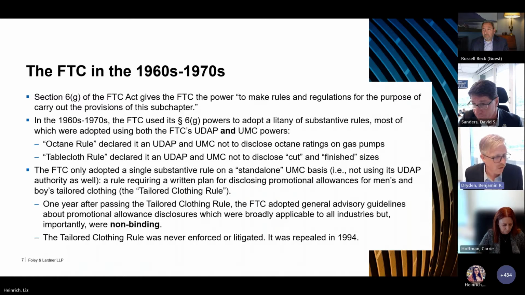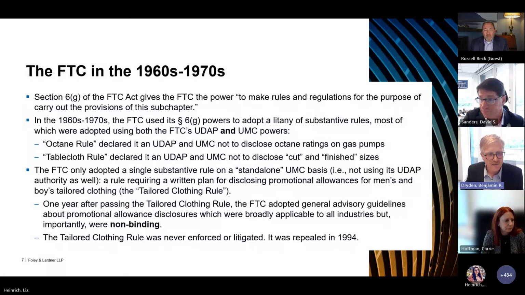There was the tablecloth rule that declared it a UDAP and a UMC to fail to disclose the cut and finished sizes of tablecloths. They kept going down the rabbit hole. There was a sleeping bag rule. There was a wig rule. There were a lot of these rules.